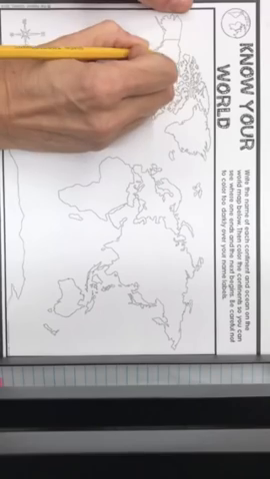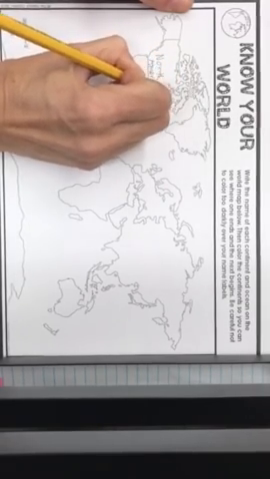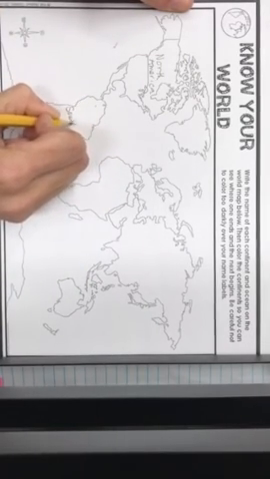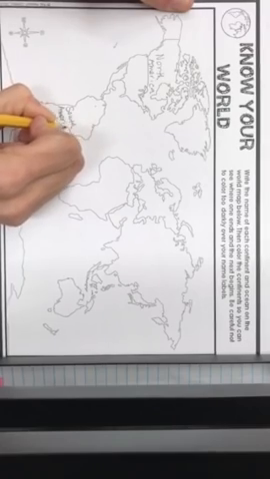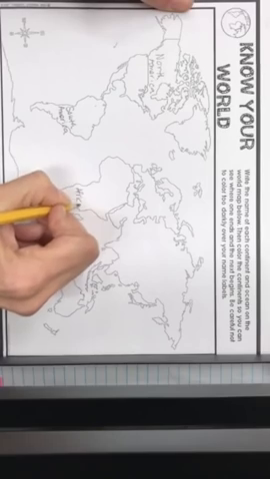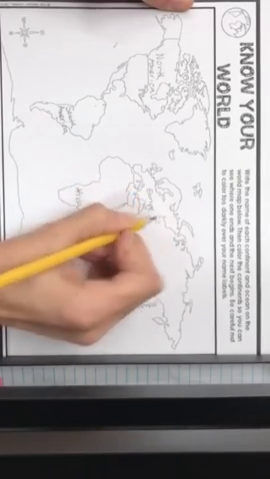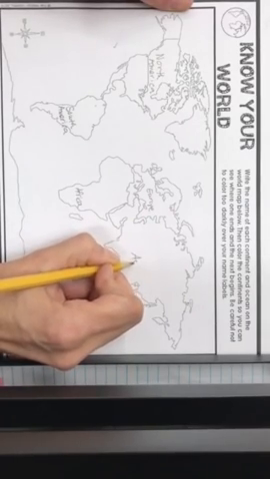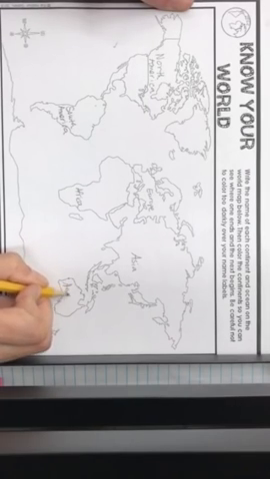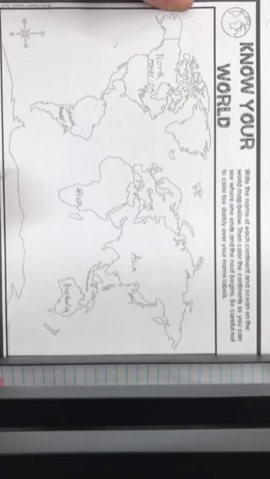Okay, so up here we have North America. Below it we have South America. Over here we have Africa. Above it we have Europe, Asia, it's all the way over there. Below Asia you have Australia. And then all the way down here, let's not forget Antarctica.